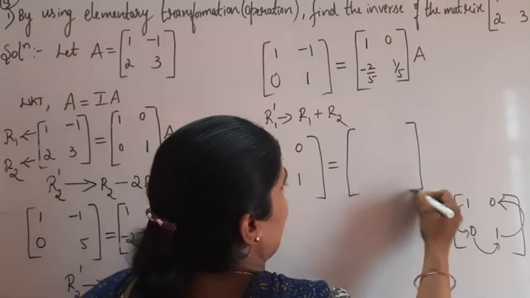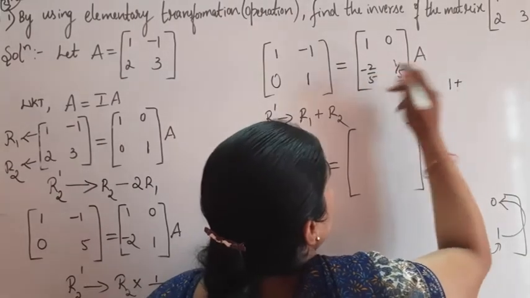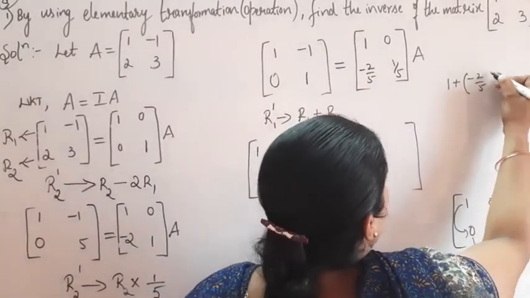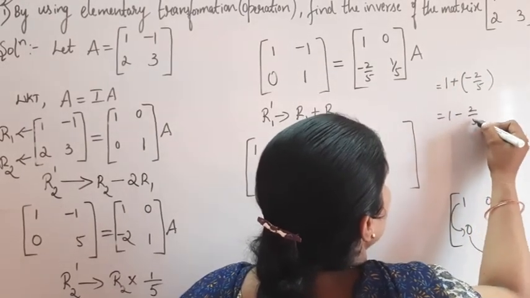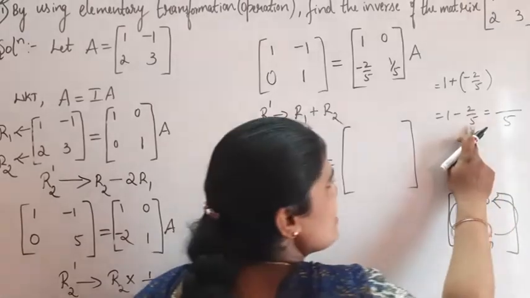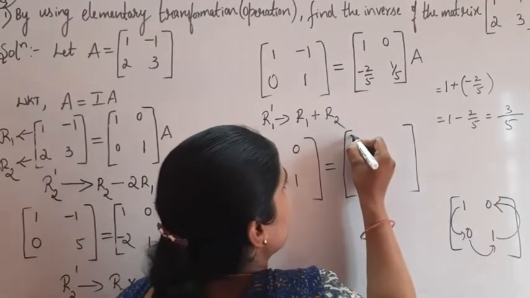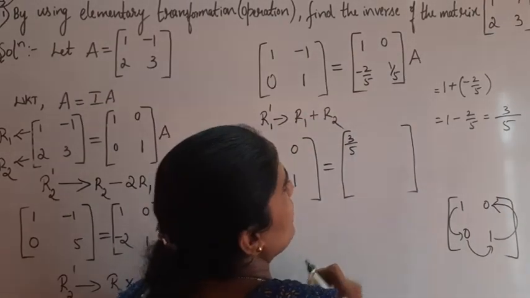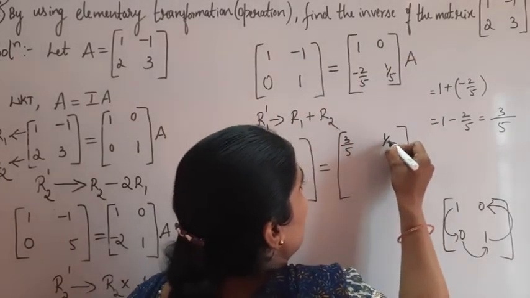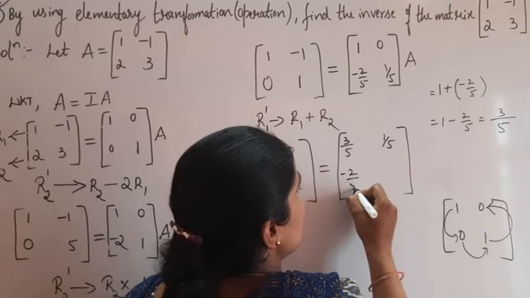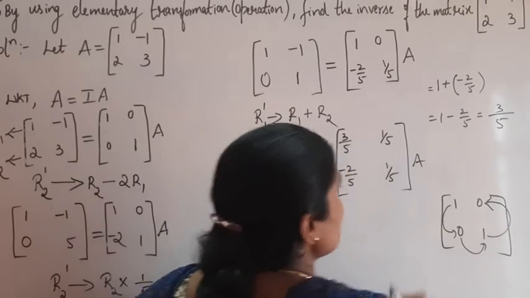The same on the right side. So R1 plus R2. What is R1? 1, plus R2, which is minus 2 by 5. Okay, simplify. 1 plus, into minus, minus 2 by 5. Take the LCM. 5 is the LCM. 5 ones are 5. 5 minus 2 is 3. So here we get 3 by 5. Okay, so next R1 plus R2, again 0 plus 1 by 5 is 1 by 5. So the second row has no changes. Minus 2 by 5, 1 by 5 into matrix A.